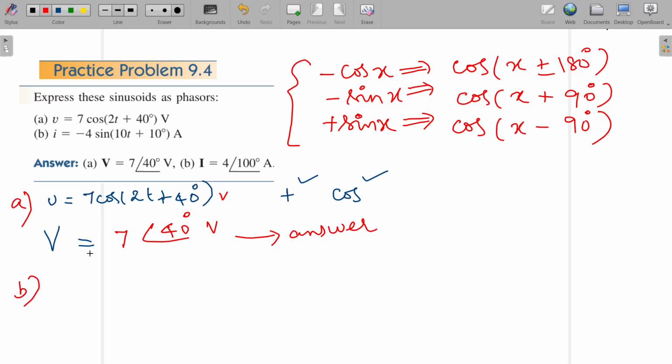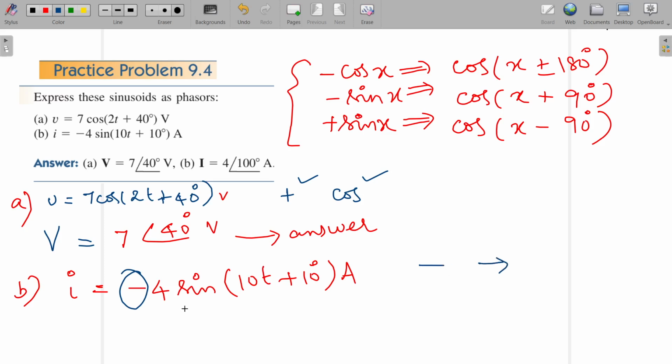Now we move on to the second part. What is available in the second part? It is i equals minus 4 sine of 10t plus 10 degrees in amps. Here we need to do some modification, then only can you convert it into phasor form. What modifications are required? Here you have this minus sign, right? That should be changed. You have to change it into a plus sign with the cos. This minus sin of x can be converted into plus cos.